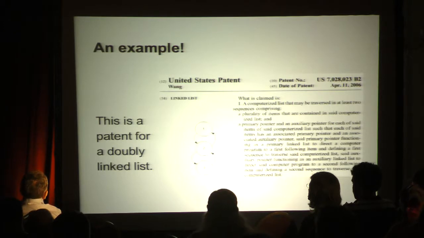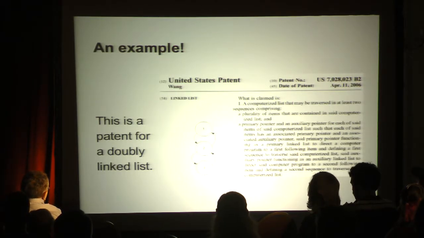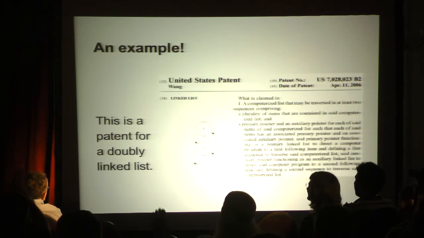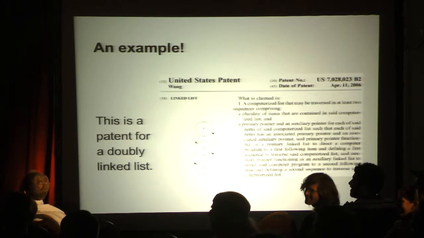So here's an example. This is a patent for a doubly linked list. It was filed, I believe, in 2004. It issued in 2006. So I would like to get a little bit of feedback here. Were doubly linked lists invented in 2004? I invented them in 2000. Well, somebody here up front invented them in 2003, and he should sue. Okay, I'm waiting.